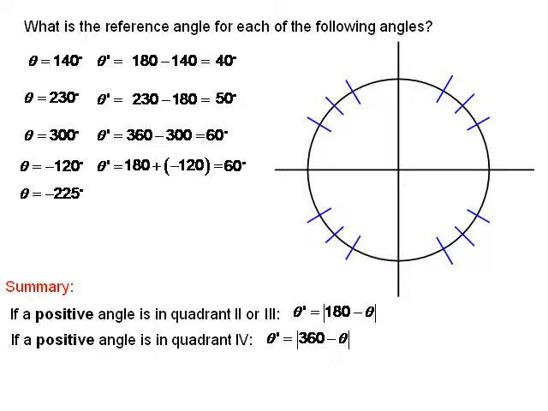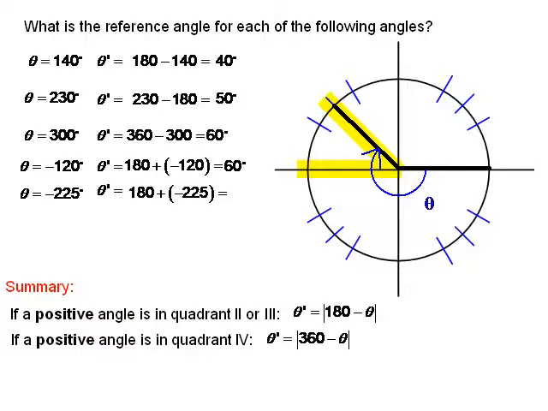Next angle is negative 225 degrees. So again, we are going clockwise, so that puts us into second quadrant. So we want to visualize where our reference angle will be, which is our highlighted angle. We want to ask how far is negative 225 from our horizontal x-axis, which is going to be 180 degrees. So again, we're going to do 180 plus a negative 225 and then the absolute value of that, which is 45.